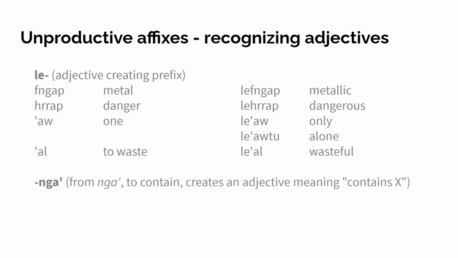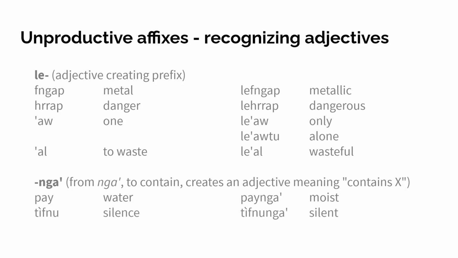And second, we have nga. It comes from nga, which is a verb and means to contain, and it creates adjectives meaning contains X. So for example, pai is water, and pai nga is moist, so something that contains water. Tifnu is silence, and tifnu nga is silent.